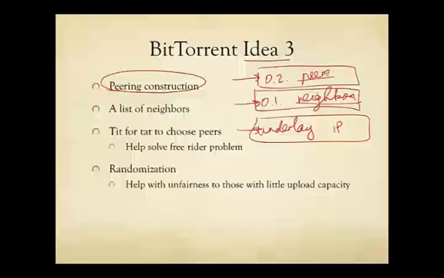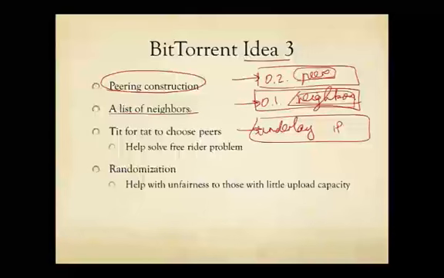So the question is, how can I select a subset of my neighbors, told by the tracker to me, and call those my actual peers and start sharing file chunks with them? So how do I go from a list of neighbors to peering relationships?